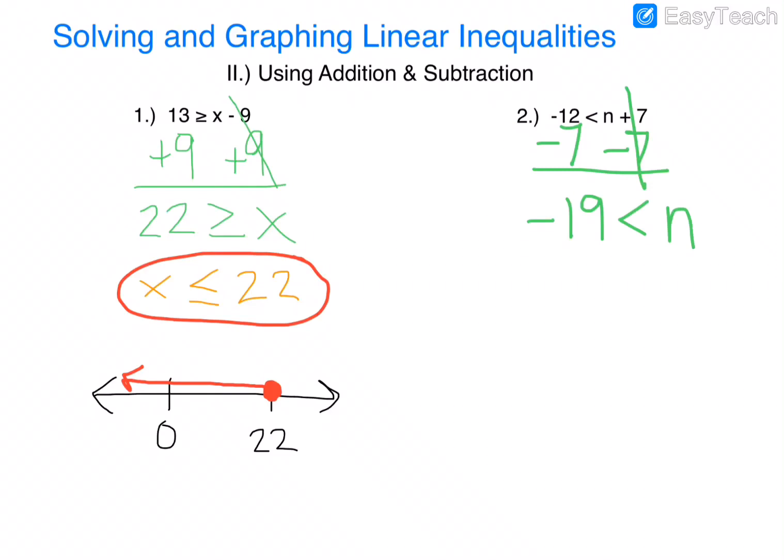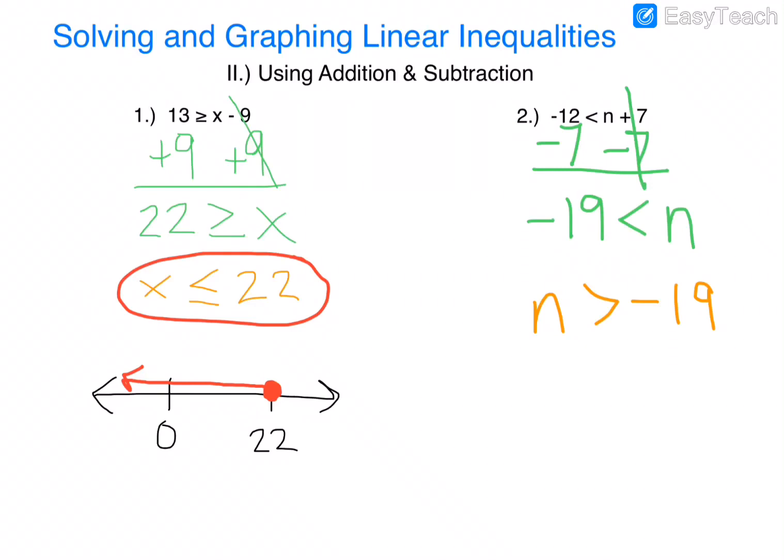And remember, I don't want my variable to be on the right side, so I'm going to move it to the left. So if negative 19 is smaller or less than n, that means n is bigger than negative 19. So that's how we're going to write it. We get n is greater than negative 19.